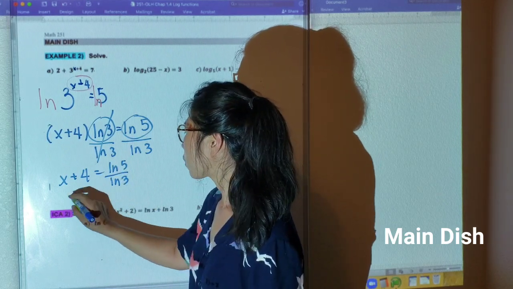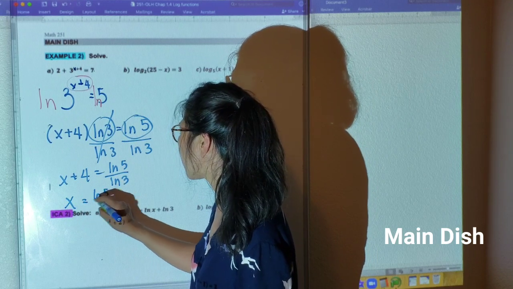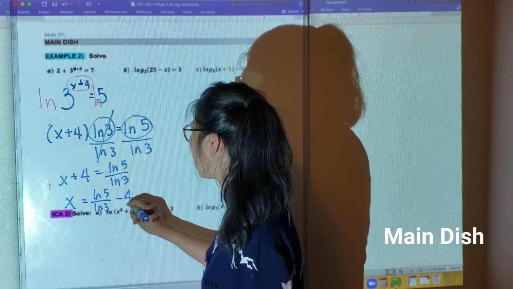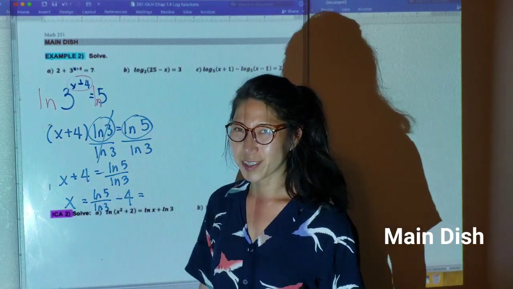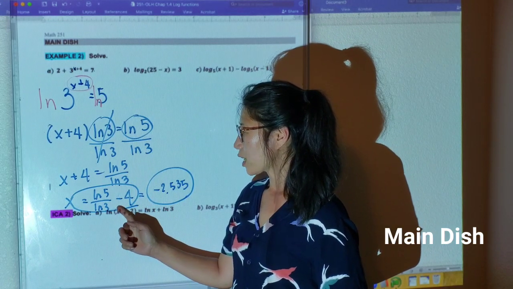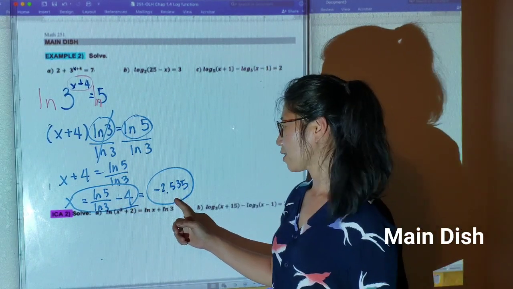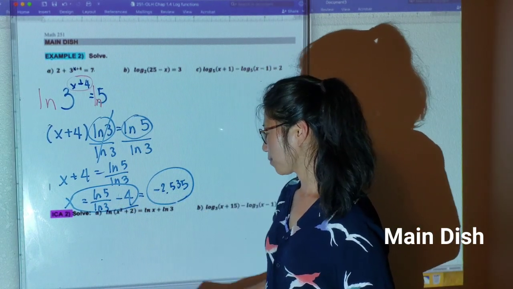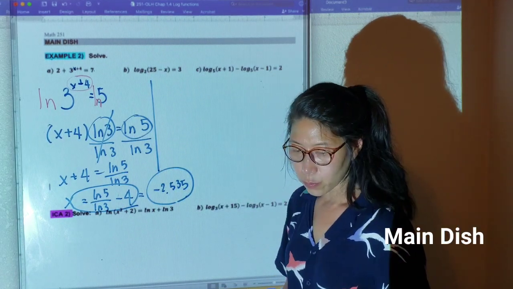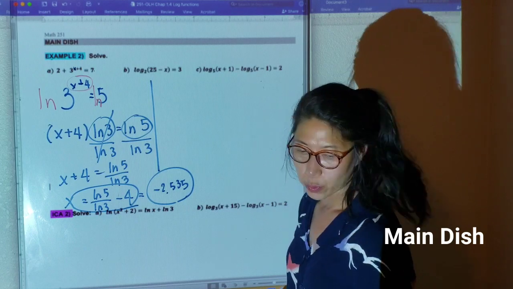So last step, I'm going to subtract 4 and then punch into the calculator. So let's punch into the calculator carefully. I got the answer without the calculator here, and after I punch it in, I got the answer of negative 2.535. Let's try b together. So b is also, we only have one variable in here, with a base 3.